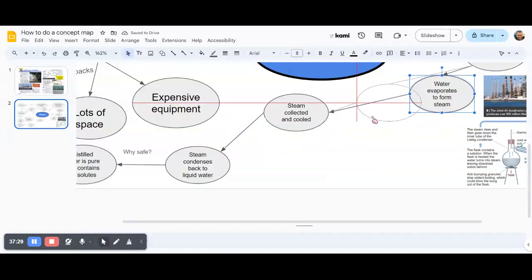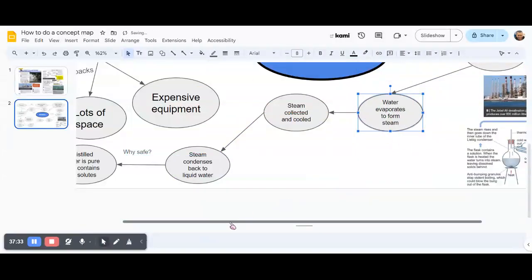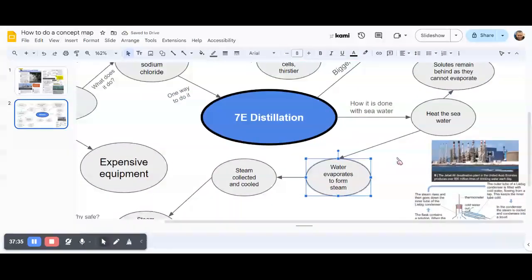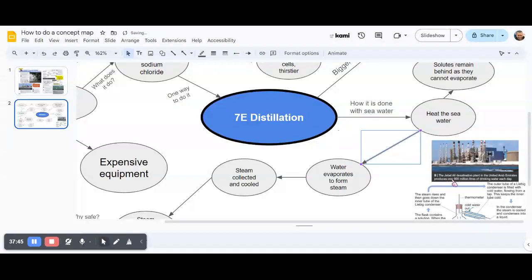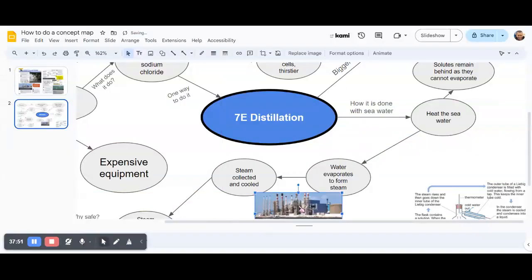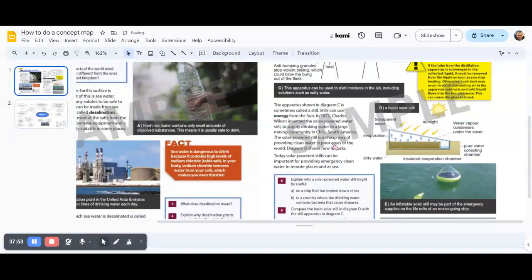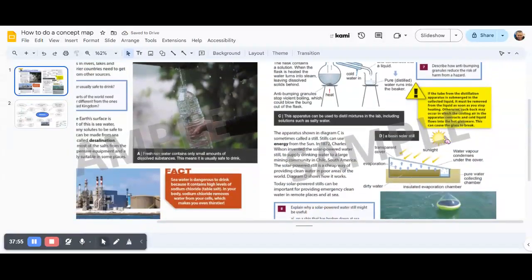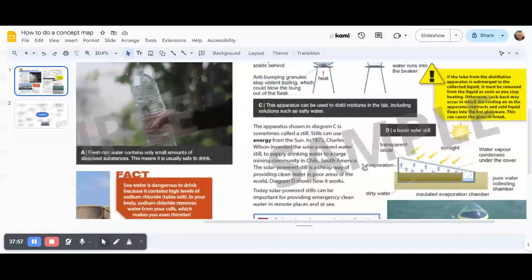Now, if you are doing this by hand, what you could consider is doing something like this using post-it notes in rough when you are doing it. There's absolutely nothing wrong with that. It's a fairly cool idea, especially if you're not quite sure how everything fits together. So you could just do all of the main ideas, like water evaporates to form steam, on post-it notes.